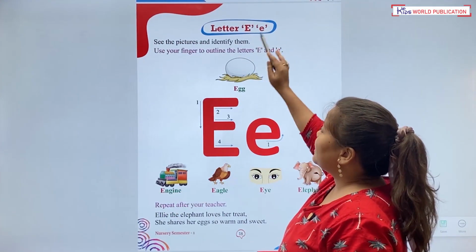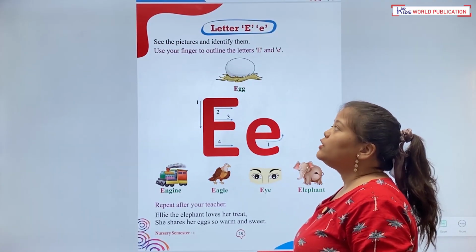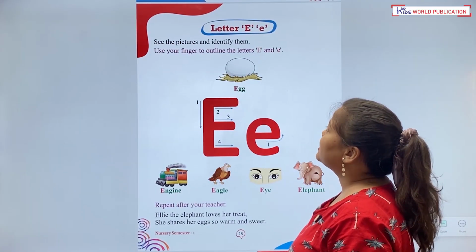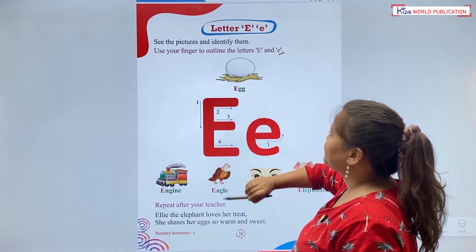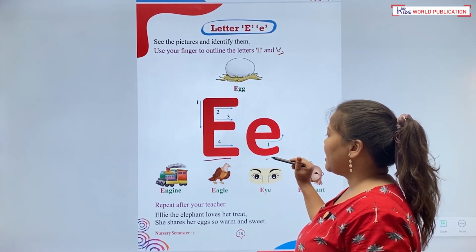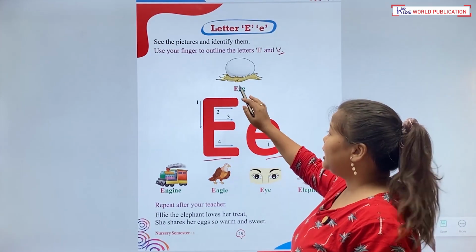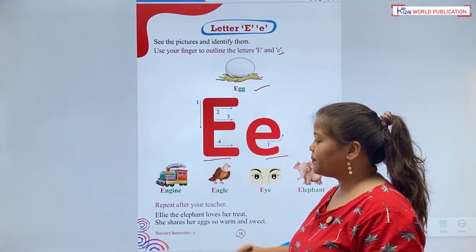Letter E, A. See the pictures and identify them. Use your finger to outline the letter E, A. This is the letter E, A. E for egg. E-G-G, egg.